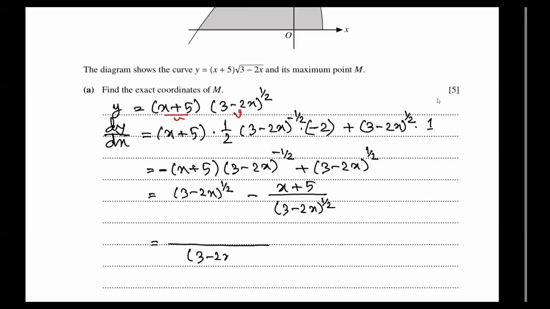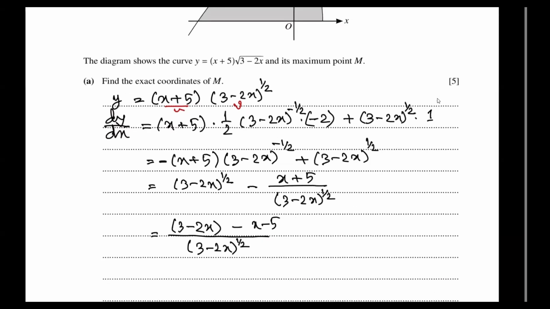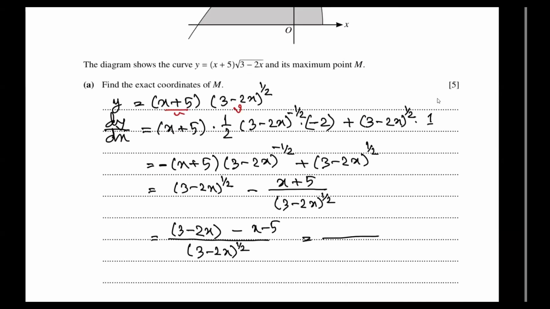Now if we do the LCM, then this one, its denominator was 1, so you have to multiply the denominator with the numerator here. It becomes 3 minus 2x whole to the power half plus half, that's 1, minus x minus 5. So this is equal to minus 2x minus 2 over 3 minus 2x to the power half.